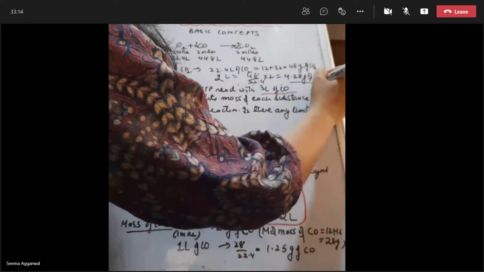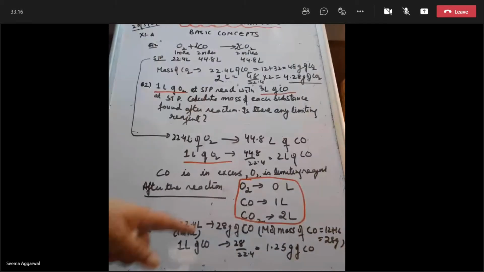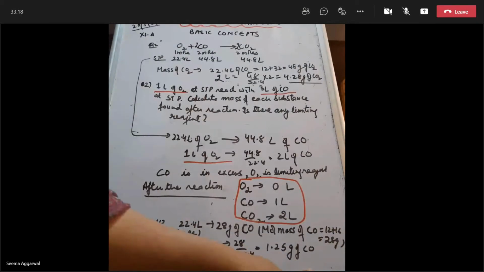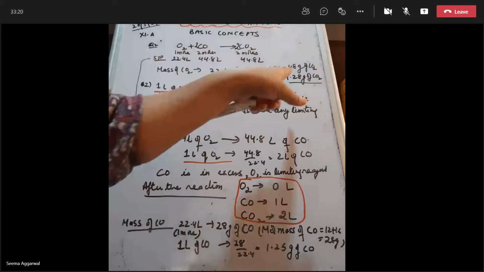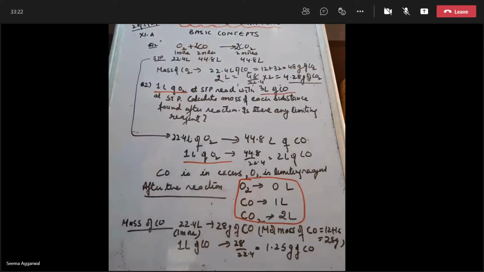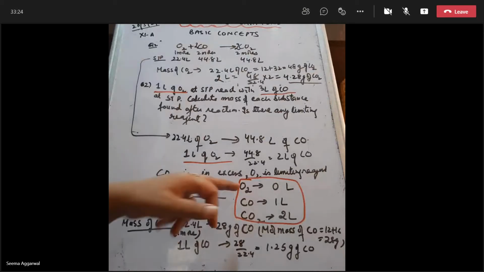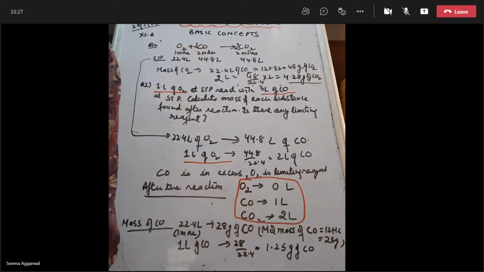Okay, so it means the mass of carbon monoxide found is 1.25 gram. Carbon dioxide found is 4.28 gram. Oxygen is fully consumed. Oxygen is not left. Clear? So with this, we have done the questions based on the limiting reagent. I will give you homework based on NCERT today. Now we are going to start with the next topic.